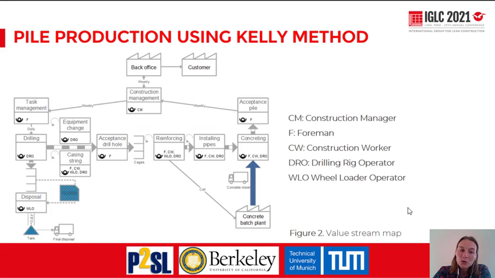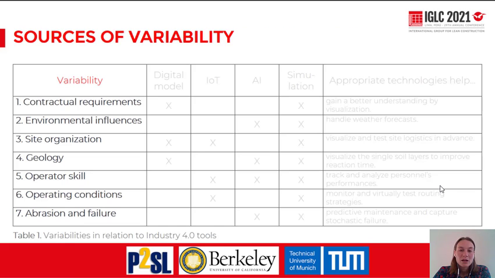Here's just an overview about the process itself, shown as a value stream map. We see the drilling, the reinforcing, and the concreting as main steps. And then we come to the sources. We revealed the 7 sources.